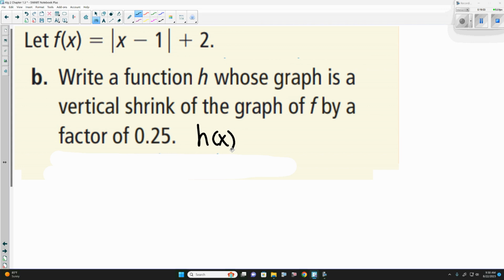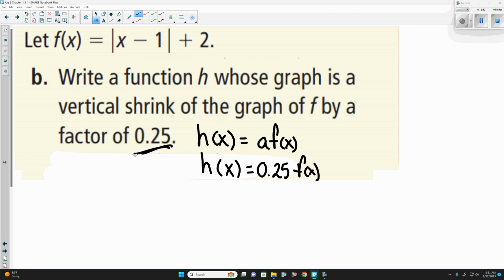Write a function h whose graph is a vertical shrink of the graph of f by a factor of 0.25. So since it's vertical, it's exactly as we see it, and we're using a times f of x. Now the value of a is 0.25, so we can replace a with it.